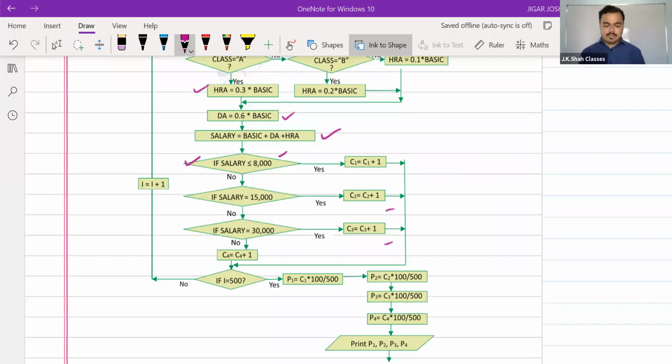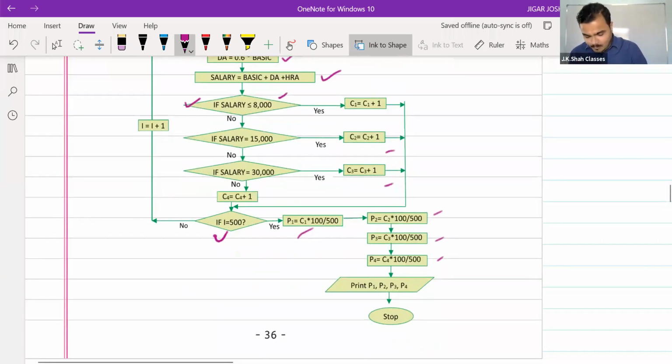First, we will count the number of employees. We ask, is I equals 500? They said yes. Then what do we need to count? Percentage of employees. Now, what is the common formula for calculating percentage? Whatever the variable is, multiply by 100 and divide by the total variables. Agree, 100%. In this way, we will be able to calculate the percentage P1, P2, P3, and P4 of the C1, C2, C3, and C4 categories. Understood? Finally, print P1, P2, P3, P4.